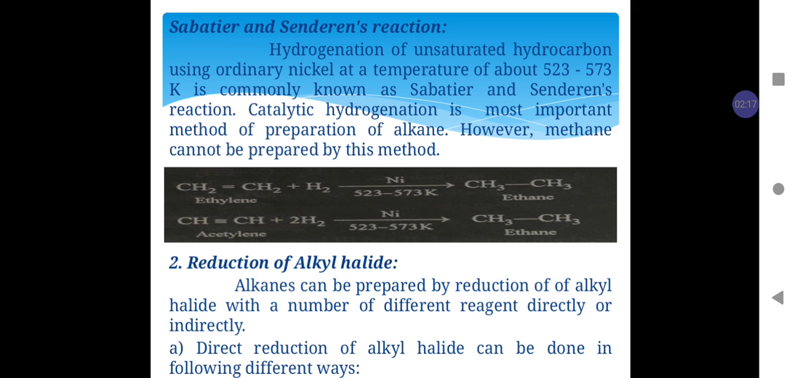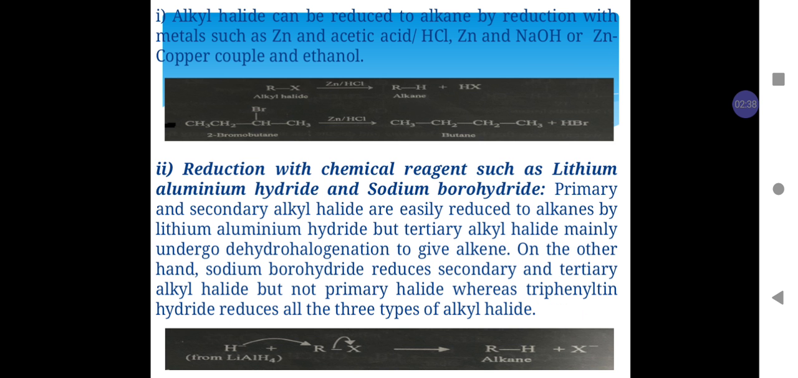Alkane can be prepared by reduction of alkyl halide with different type of reagent by using direct or indirect reduction method. First we study about direct reduction of alkyl halide. Direct reduction of alkyl halide can be done in different ways. Number 1, alkyl halide can be reduced to alkane by reduction with metal such as zinc in presence of acetic acid or HCl, zinc in presence of sodium hydroxide, or using zinc copper couple with ethanol.